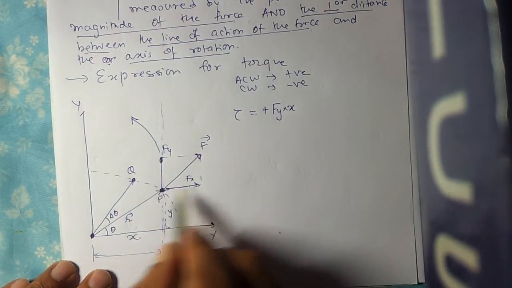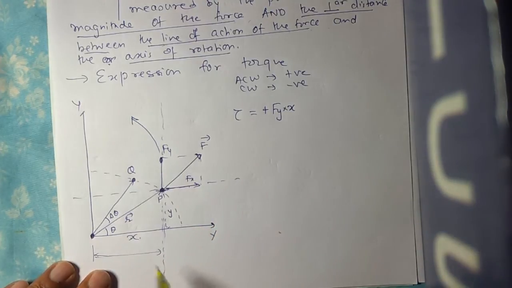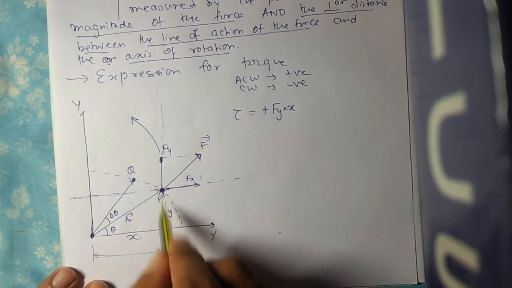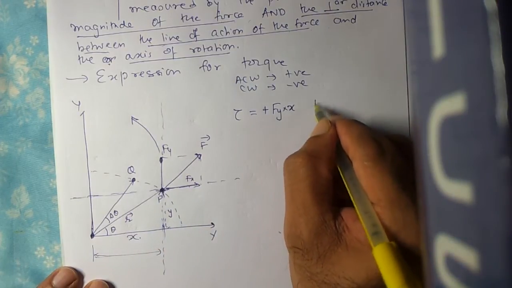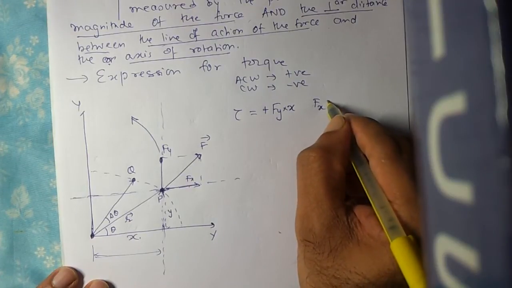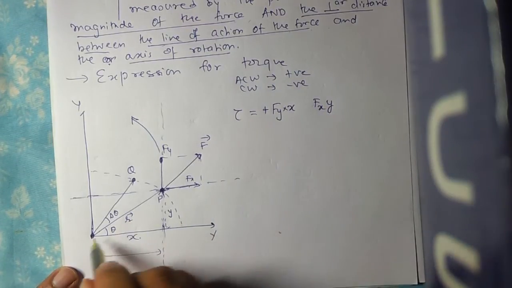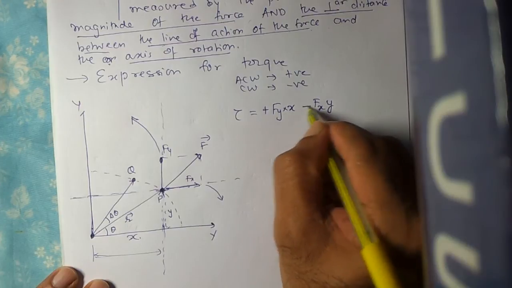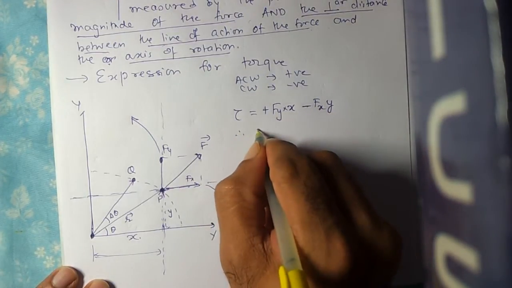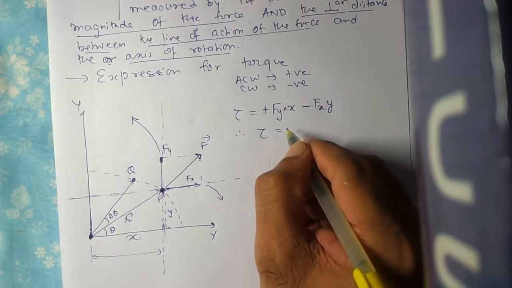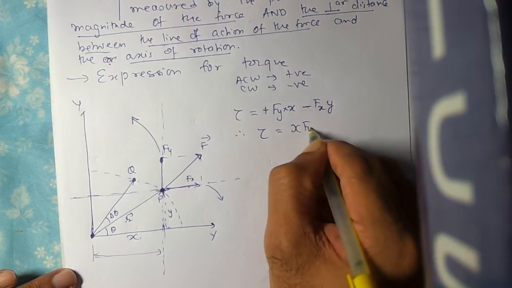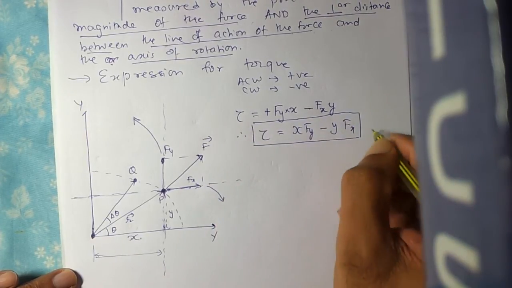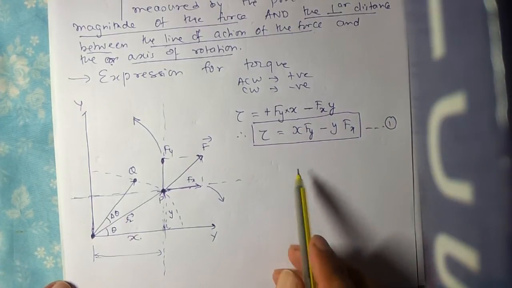What about Fx? Fx is acting in this direction. So this is the line of action of force. And what is the distance between the axis of rotation and the line of action of force? As you can see very clearly, it's equal to y. And therefore, the torque that Fx produces is Fx into y. This force will produce a clockwise torque, and hence I'll have to put a minus sign over here. And therefore, I get the expression for torque: torque is equal to x Fy minus y Fx. So this is how I get the expression for torque in the Cartesian coordinate system.